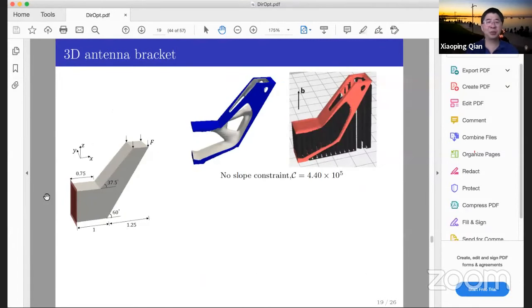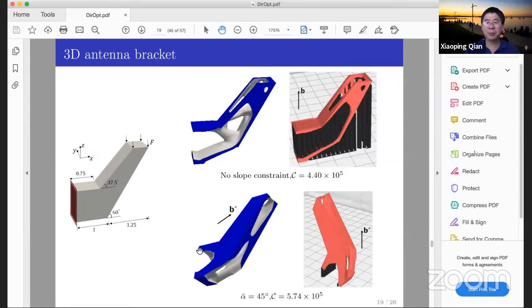And then we look at some 3D examples. Our formulation is easily amenable to 3D. This is another bracket example with load here. Here it's fixed. If there is no slope constraint, this is the design. You can see you have internal support as well as support outside of the design domain. If I control the P and the Q, this is the design you have. And if you print this part, very little support is needed in this example.